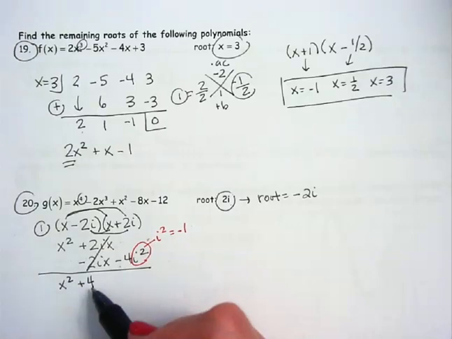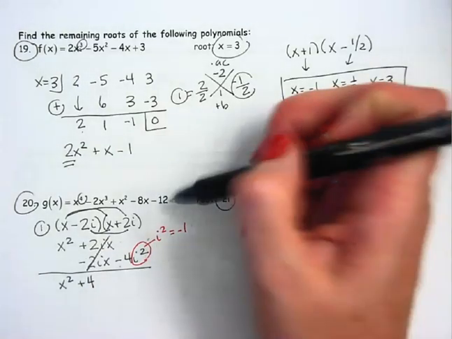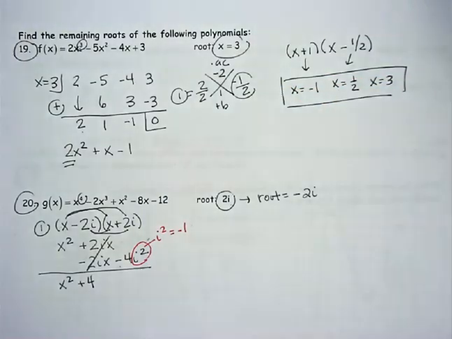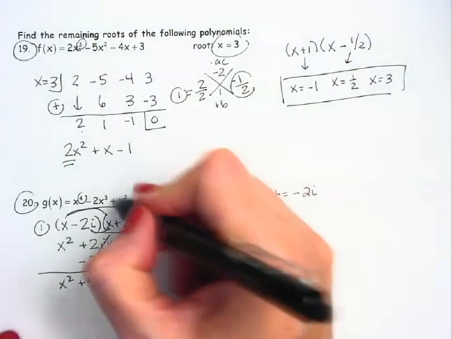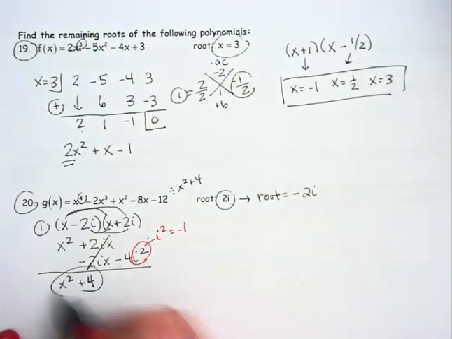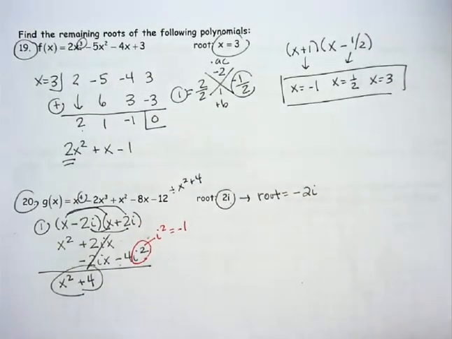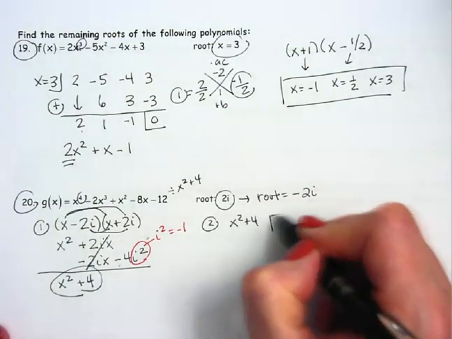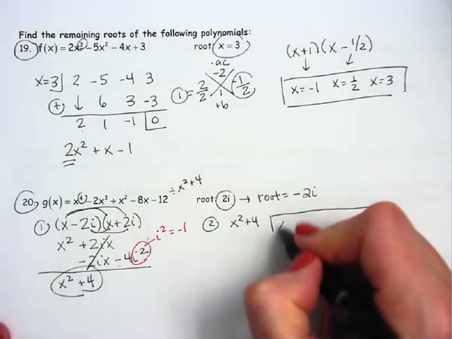And since it's a known factor, I can divide it into this one, get my remaining factors, and solve them for the roots. And the way I'm going to take this polynomial and divide it by this factor that I just found is using long division. So that's my second step. I'm going to take x squared plus 4 and divide it into my polynomial.